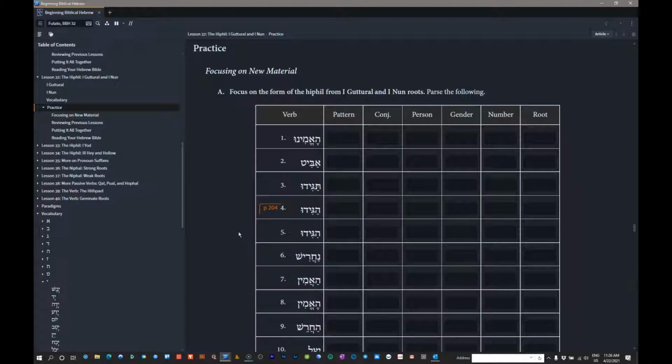Number 4, we've got a hirik infix. We've got a patach prefix vowel, but we've got a hey over that patach. So this is going to be the imperfect family, but it's going to be one of the conjugations that does not have a prefix.